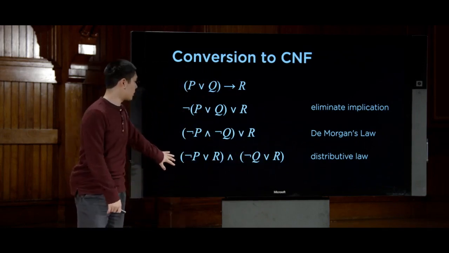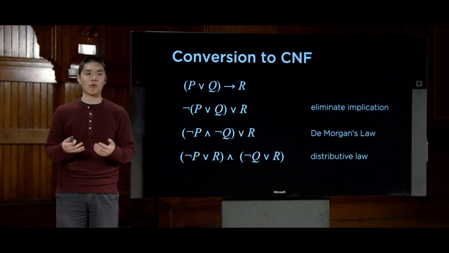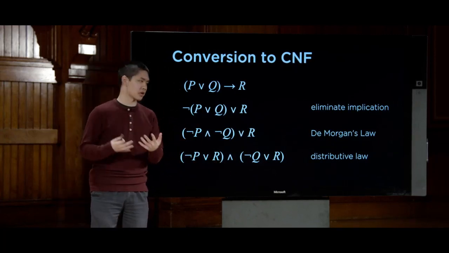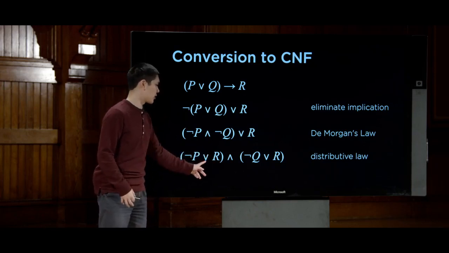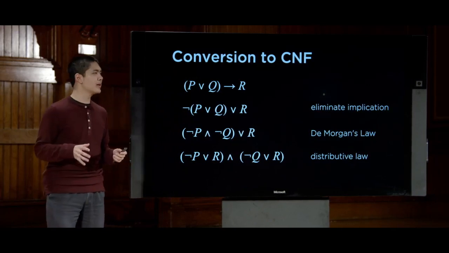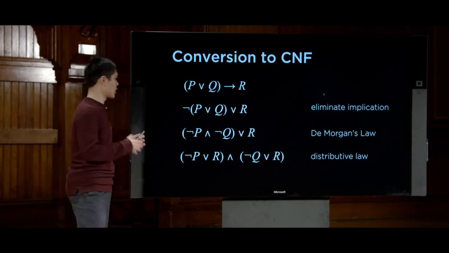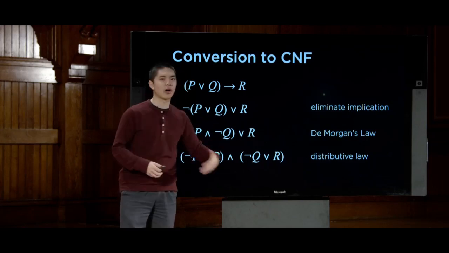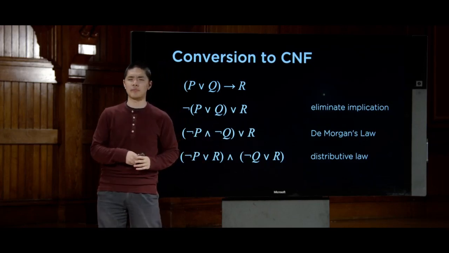And this now here at the bottom is in conjunctive normal form. It is a conjunction, an and, of disjunctions, of clauses that just are separated by ors. So this process can be used on any formula to take a logical sentence and turn it into this conjunctive normal form where I have clause and clause and clause and clause and clause and so on.